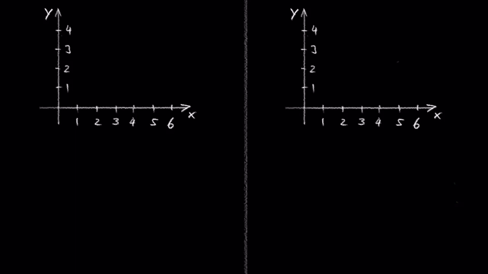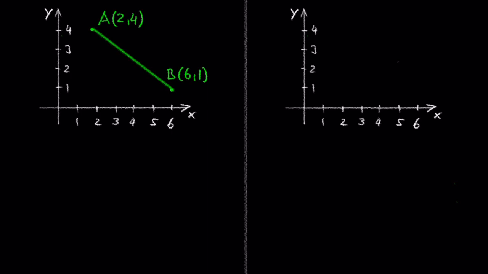In this video I'll show you how to find the distance between 2 points on the xy plane. So let's say we have point A with the coordinates 2, 4 and point B with the coordinates 6, 1. How can we find the distance between these 2 points? In other words, how far is this point away from this point?